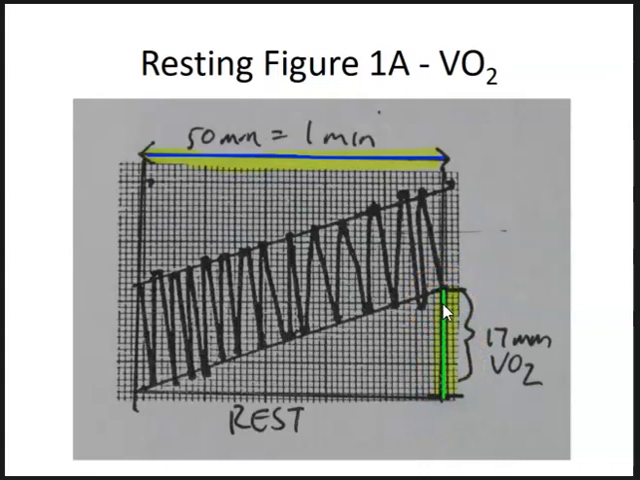Clinically, we get oxygen consumption another way, but for lab purposes, this is how we are going to measure oxygen consumption. So we draw a line from where we started our tracing at the bottom to the end of where we stopped our tracing. And again, we have our paper speed at 50 millimeters per minute. And then we can see that within 1 minute, we see this change here of about 17 millimeters or 17 boxes, and this is what is going to be used to measure oxygen consumption.